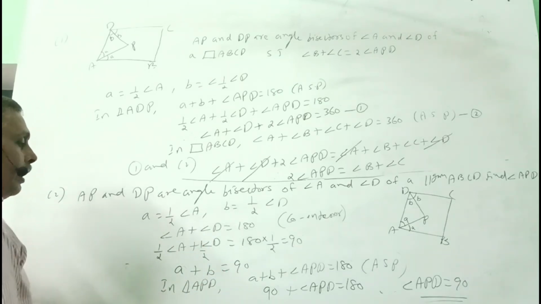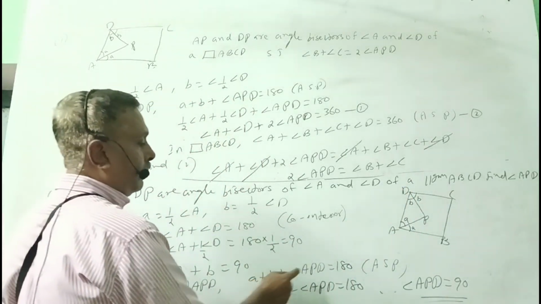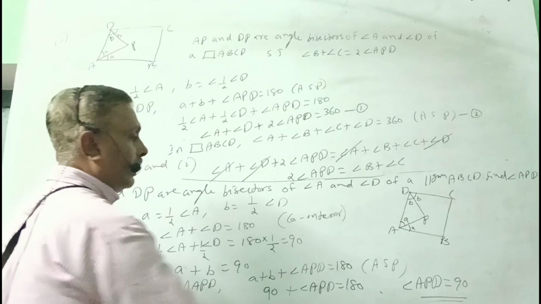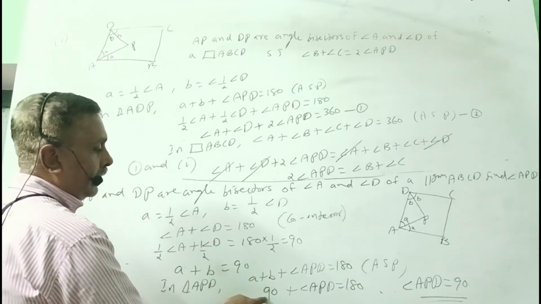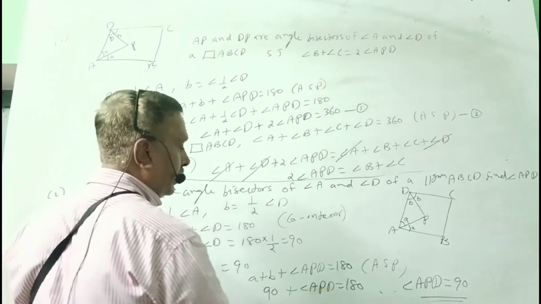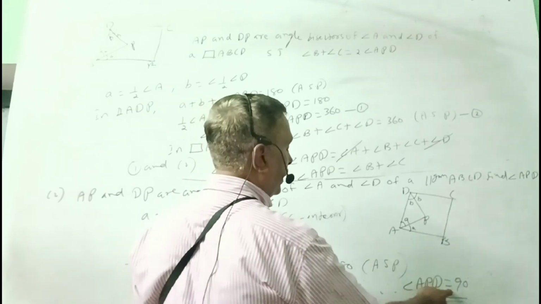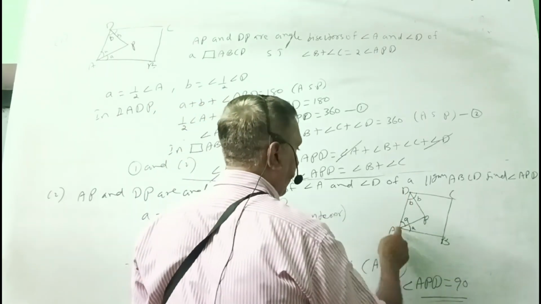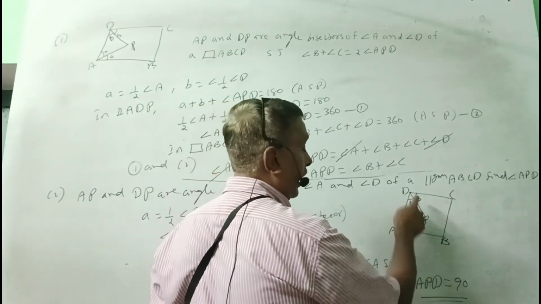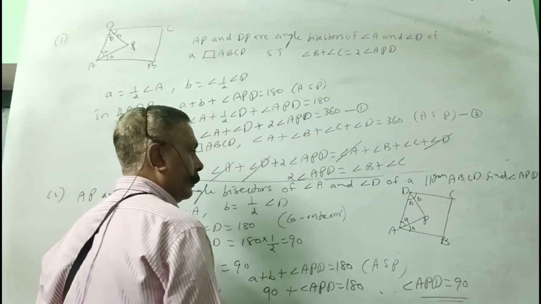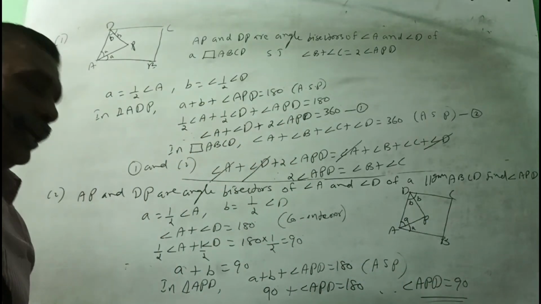Now in triangle APD, if you apply the angle sum property, a plus b plus angle APD is equal to 180 degrees, the angle sum property of a triangle. Here a plus b is 90, plus angle APD is equal to 180 degrees. So 90 you bring to the right hand side, angle APD is 90 degrees. So if it is a parallelogram and two adjacent angles are bisected, then the angle formed in between will always be 90 degrees. That's the importance of that.